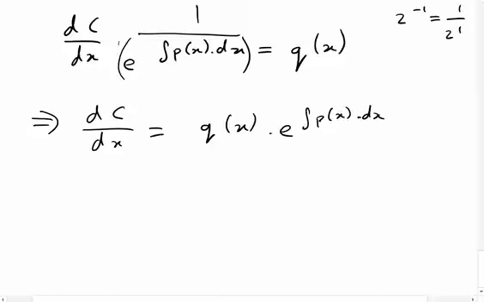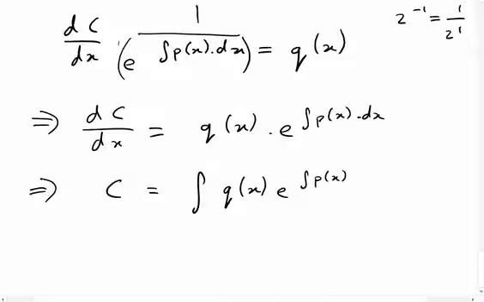So therefore, what does that mean? Well, c is just going to be the integral of all of this thing, because if the derivative of c is equal to this thing, then c itself is just the integral of this thing. So q of x e to the integral of p of x dx. It'll also be plus a constant of integration, with respect to x. I'm going to call this one c2, say, another constant of integration.